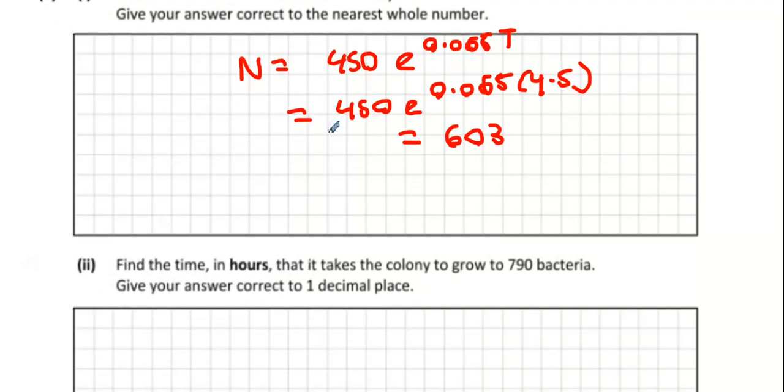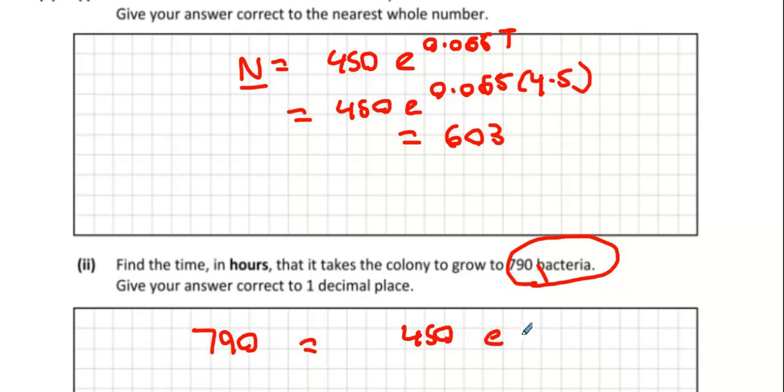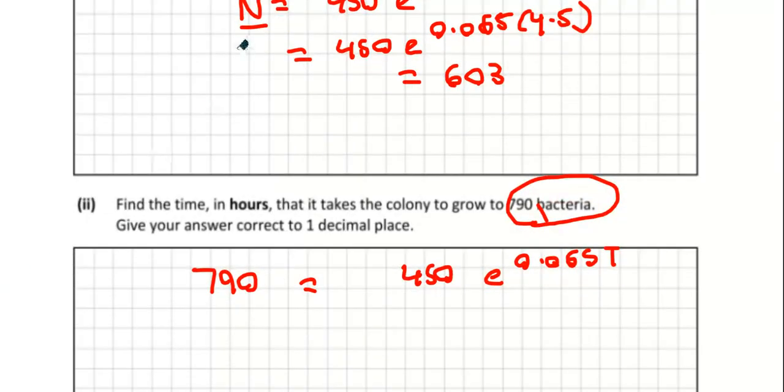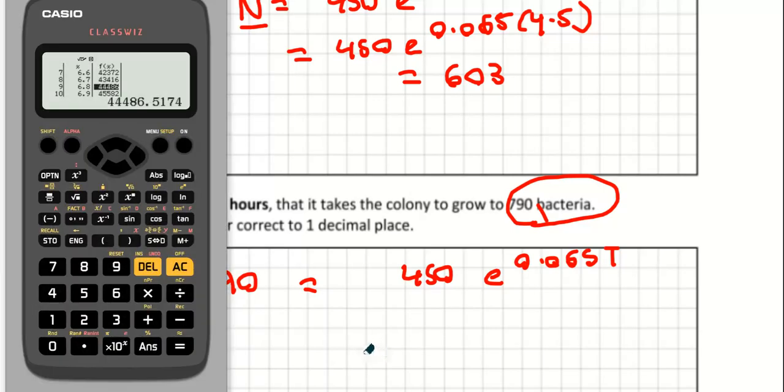Now, the next question is replace your N value with what? 790. So 790 equals 450 e to the 0.065t. Okay, question. Do I ln both sides straight away? No. What do I do first? Put the 450 underneath. Now, Oisin isn't exactly wrong either, because if I put that into the calculator, like so, I can figure out what answer I'm expecting.